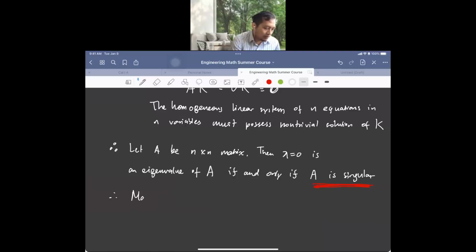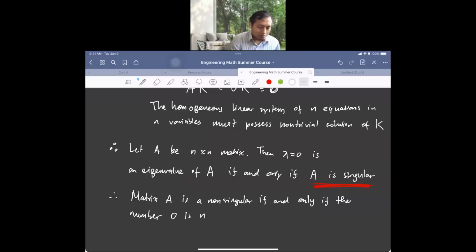Or in a different way, we can also say that matrix A is non-singular if and only if the number 0 is not an eigenvalue of A.